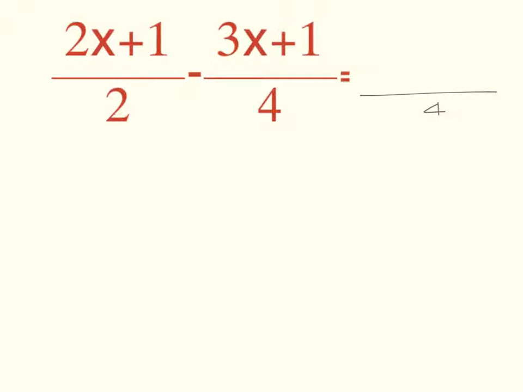Okay, here we go then. Now, because the LCM is 4, then I know 2 lots of 2 go into 4, so I need to multiply the top here by 2. So that gives me 2 into 2x plus 1. Take away this time, and because this 4 is already there, this is unaffected.